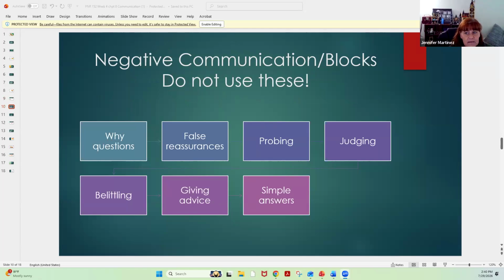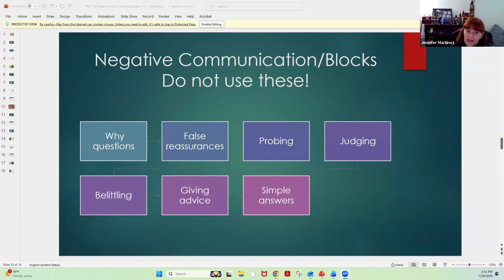Some of the other negative communication blocks that we need to focus on are things that we want to try to avoid. And sometimes these can be very difficult. Why questions. Now, sometimes we have to ask a why question, but we're not toddlers, okay? I don't know if anybody has ever been around a child in that why phase of communication, but sometimes it's enough to want to pull your hair out, right?